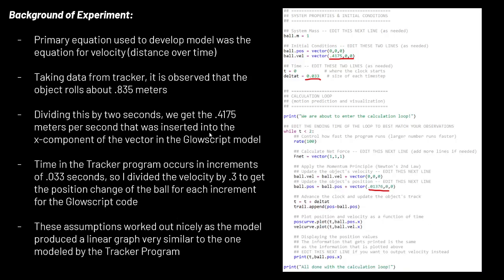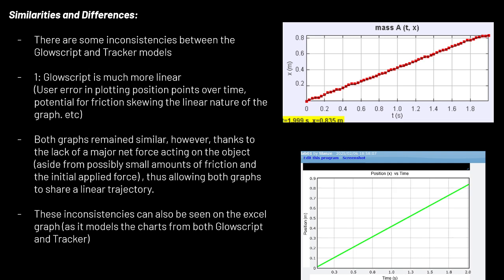Now for the background of the experiment, the primary equation we used to develop this model was the equation for velocity. So like I said, we had 0.835 meters and we had 2 seconds. So if you divide 0.835 by 2, you get 0.4175 meters per second. So I put that into the x component here. And then everything with Tracker was done in time intervals of 0.033 seconds. So what I did is I multiplied this by 0.033 and I got position intervals of 0.01376. And this was all I really changed in the code, and this allowed us to create a model based on these assumptions that was pretty close to what was given to us by Tracker, and if not, maybe a little bit more accurate because of some of the plotting errors.